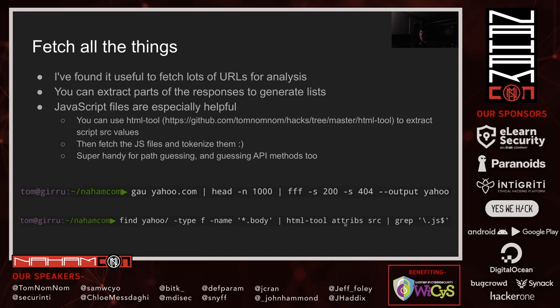But here we're using the attribs src to return the value of the src or source attribute from all of the HTML tags it finds. And because that includes both script tags and image tags, in this case, I'm just using grep to say I only want the ones that end in .js. I'm going to miss some here, and some of these will be relative paths that will need further processing, but at least some of them are going to be absolute paths that I can then pass back into FFF to fetch all of those JavaScript files.